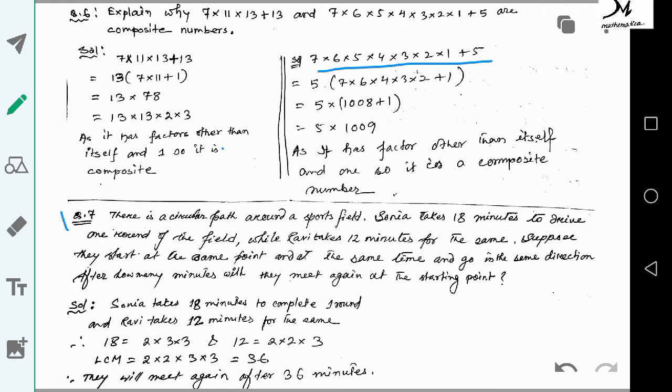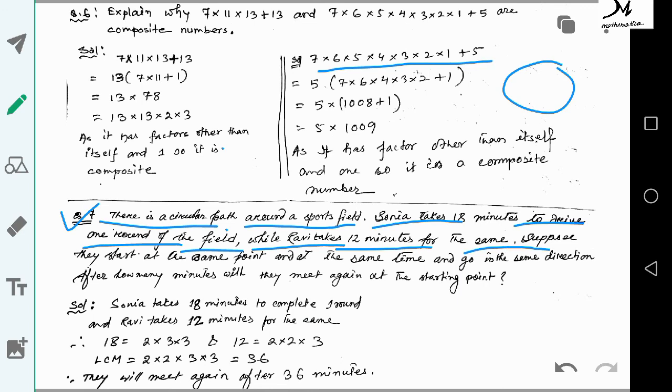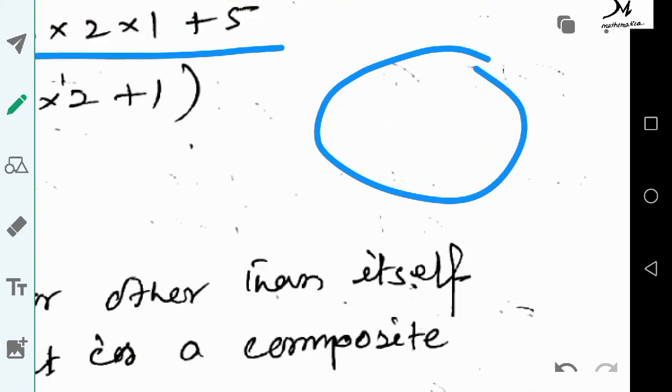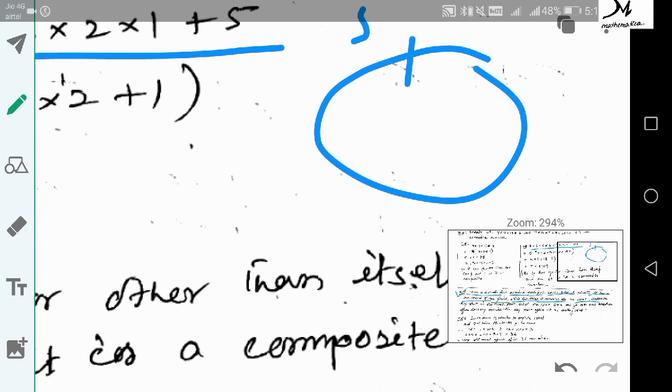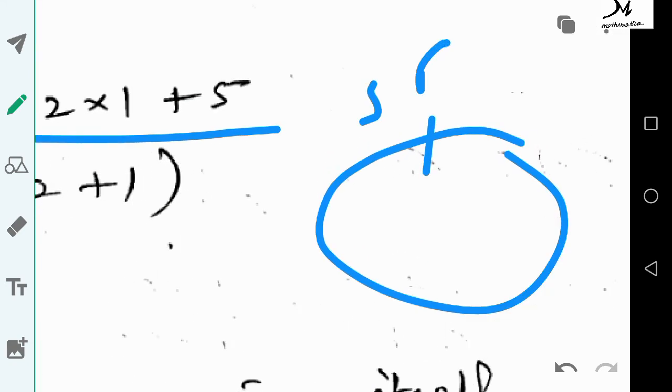Question number 7. There is a circular path around a sports field. Sonia takes 18 minutes to drive one round of the field, while Ravi takes 12 minutes for the same. Suppose this is the circular field and Sonia and Ravi both start from this point. Sonia takes 18 minutes while Ravi takes 12 minutes.